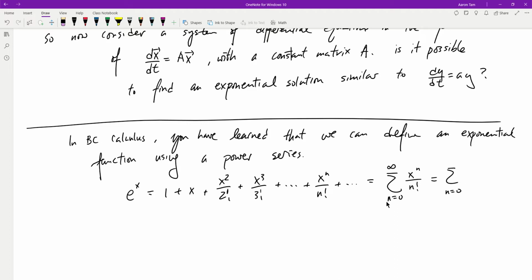Actually, you know what? I don't want to use n because I might want to use n as a top number, like the n term. So maybe I use a different index, j. So that's how we define an exponential function not using exponential function or exponent, but rather define it as a power series, or more accurately, this is probably referred to as a Maclaurin series or Taylor series.